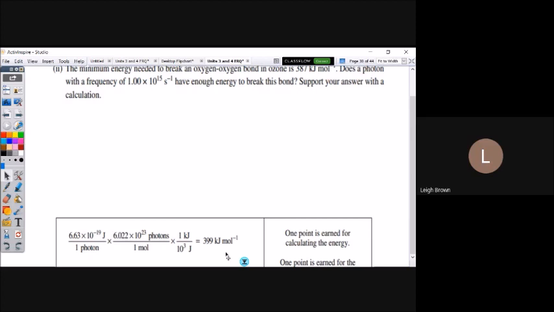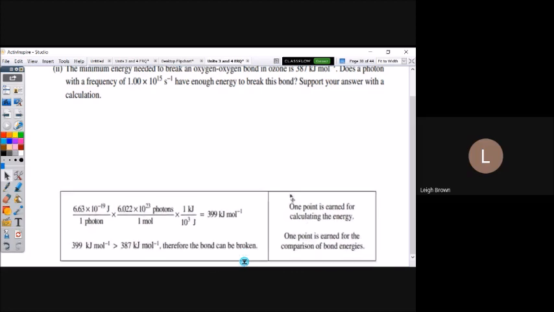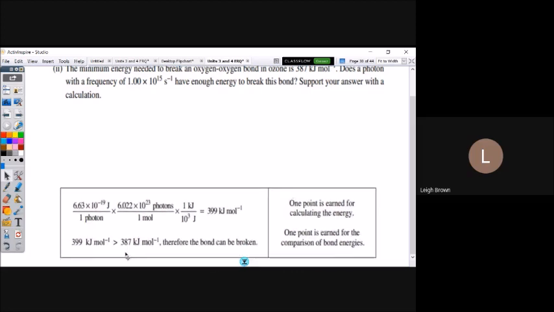So the previous frequency from the previous question, that could break a bond. You know, it has that 399 kilojoules per mole to break bonds. And as we see, that is more than what's needed. So yes, you have to do the math to get this and then put that relationship together to get the second point.